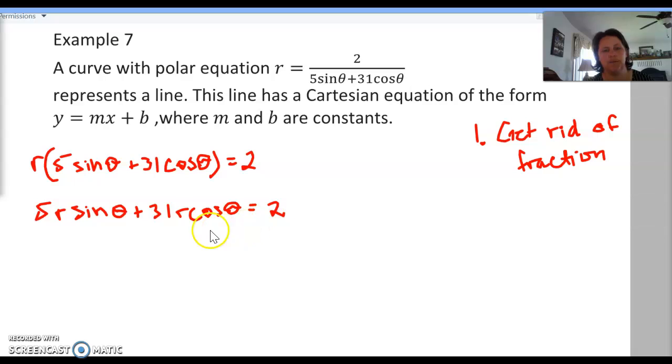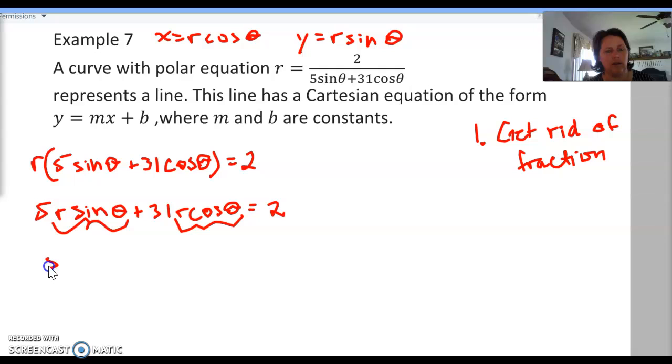equals 2. And then what that gives me is exactly my y and my x. So remember we have x equals r cosine theta and y equals r sine theta. So now we can go ahead and do that substitution here and here. And we have 5y plus 31x equals 2.